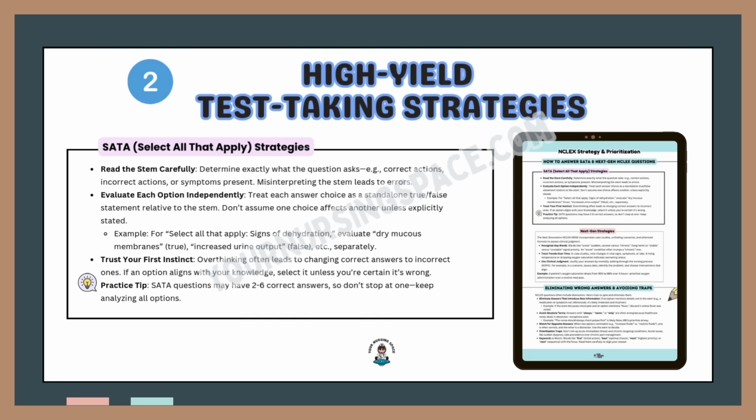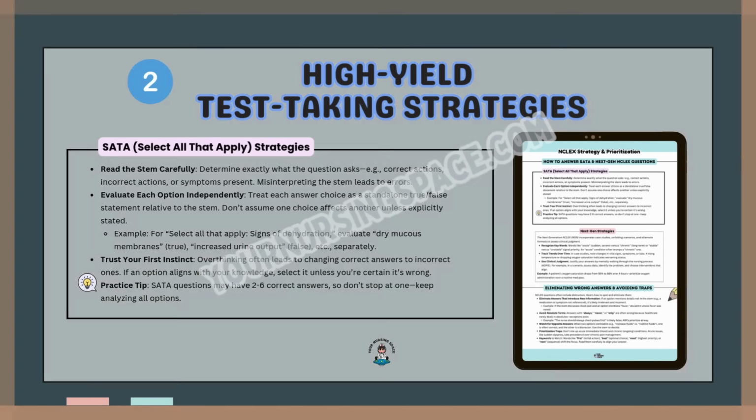Another tip, trust your gut. Overthinking can make you flip a right answer to a wrong one. If something clicks with what you know, go for it unless you're dead sure it's off. With SATA, you might have 2 to 6 right answers, so don't just pick one and stop. Keep going through all the options.